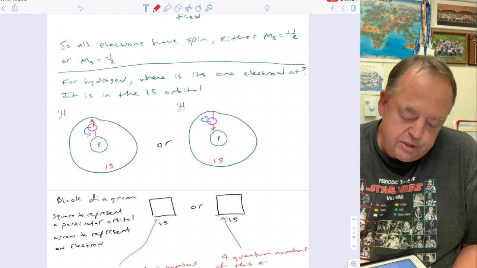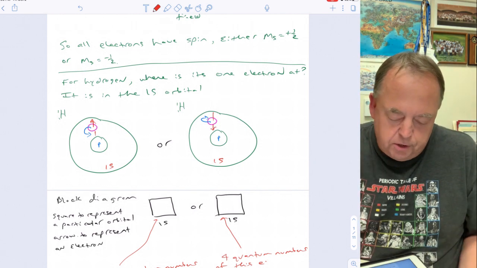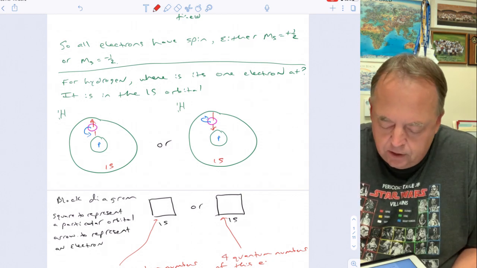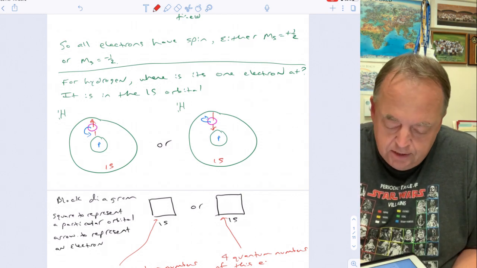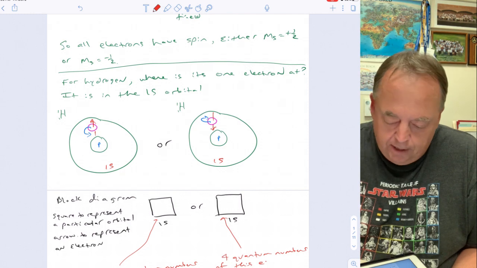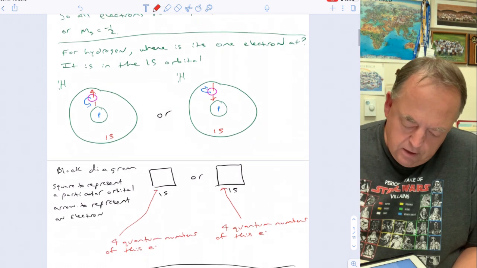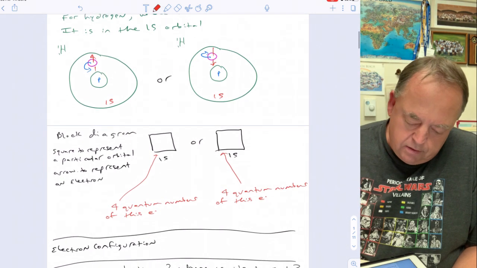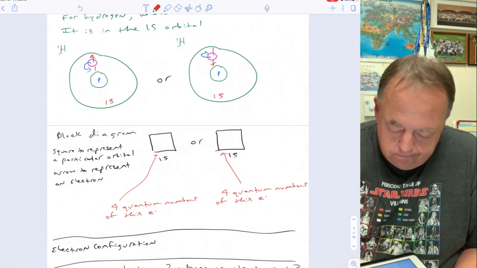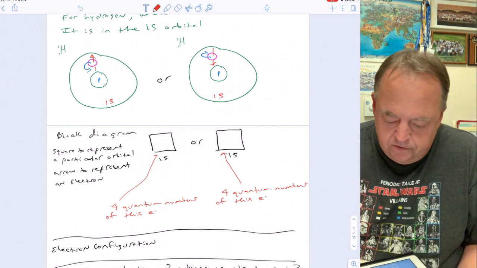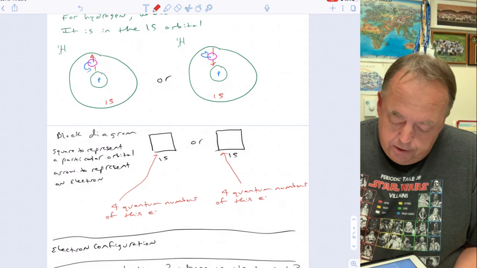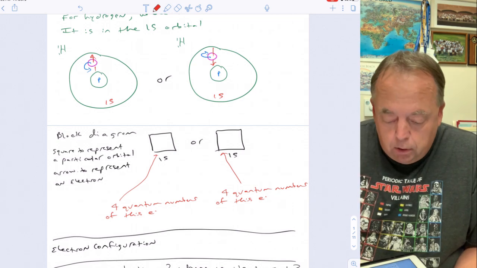So some of the hydrogens would have its electron with spin plus 1/2, and some of the hydrogens would have its electron with spin negative 1/2. Sometimes they're both equal in energy, so you'd have a 50-50 mixture of both. Sometimes this is represented on a block diagram.